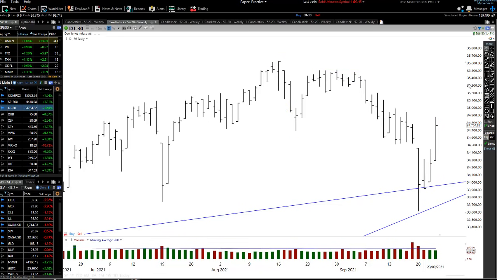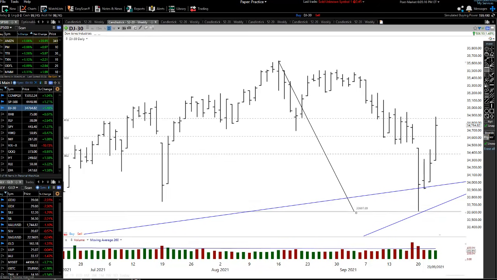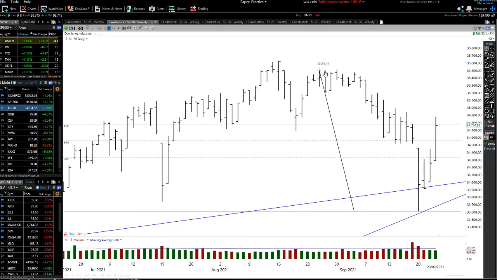If I go to my Fibonacci levels, a good rule of thumb is to go from the ultimate high down to the ultimate low point, or even just from the last swing high to the last swing low. We're right at the 60% level right now on the Dow Jones. This 60% level, 34,800, is indeed a level of 60% Fibonacci support, or should I say resistance, because it's resistance against it.